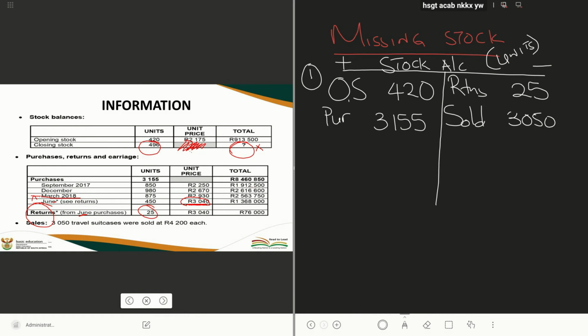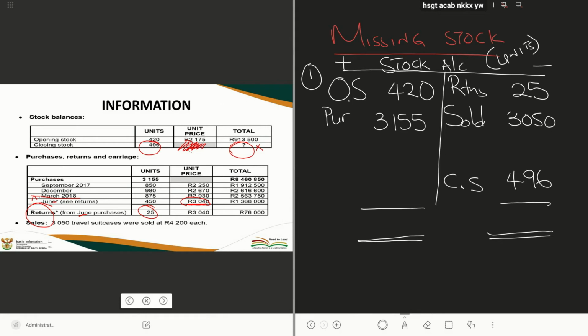3,050. And after we sold, did we have any units left? Yes, closing stock. How many units was our closing stock? Remember, we dealt with it already. It was 496 units.